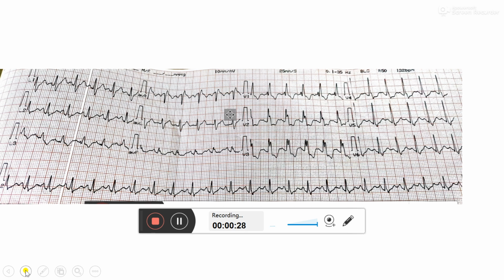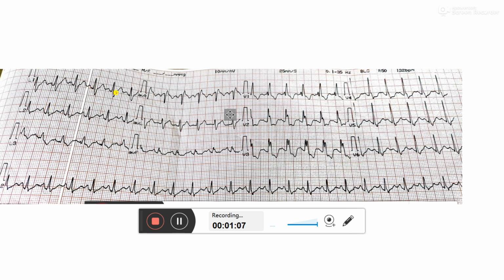This is an ECG paper. Normally an ECG takes 12 leads. Six are limb leads: lead 1, lead 2, lead 3, AVR, AVL, and AVF. And these are the chest leads: V1, V2, V3, V4, V5, and V6. Okay, and we also take another lead, the elongation of lead 2, that is called long lead 2.